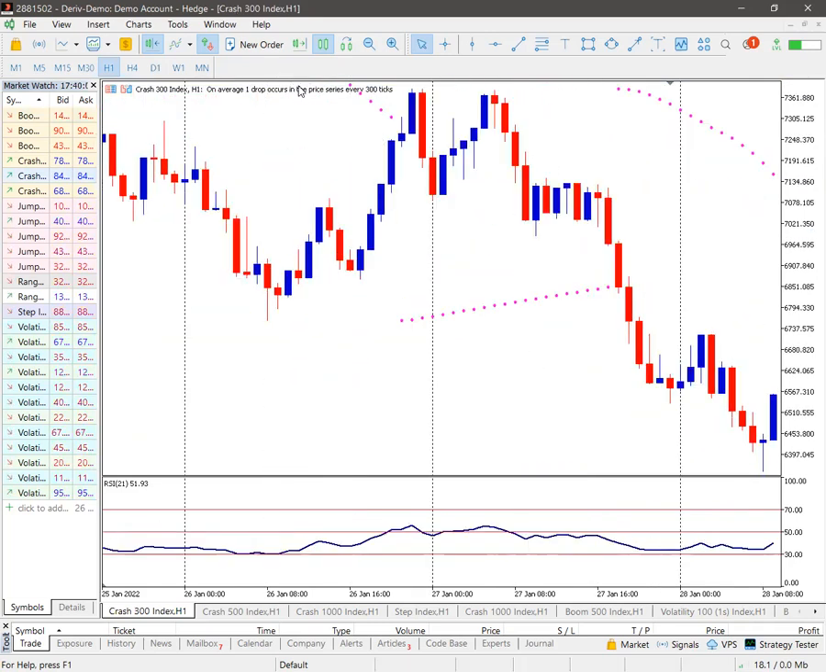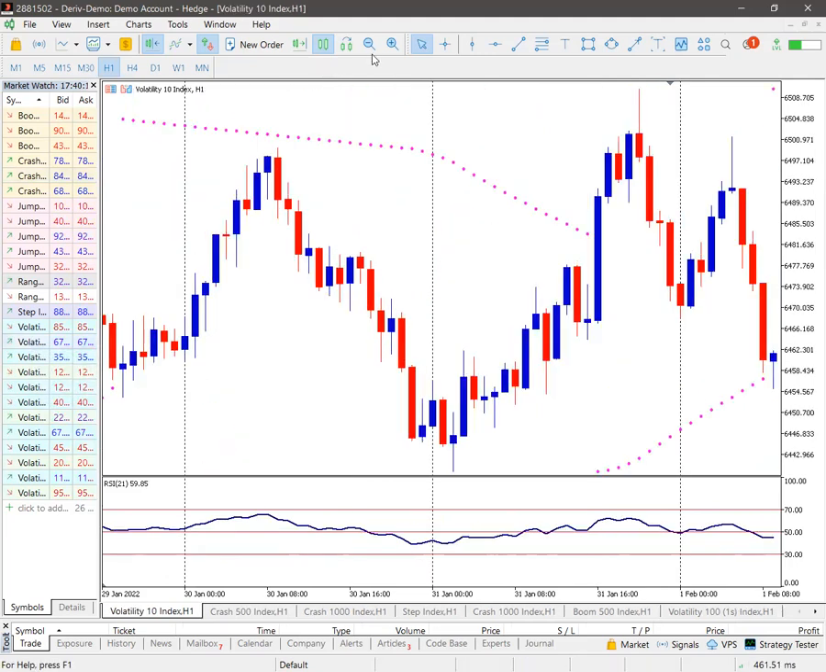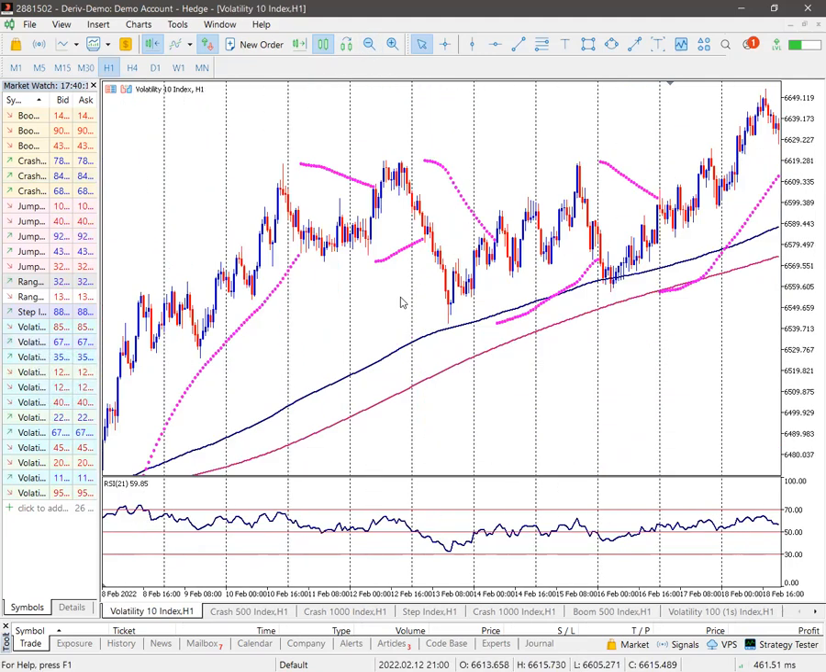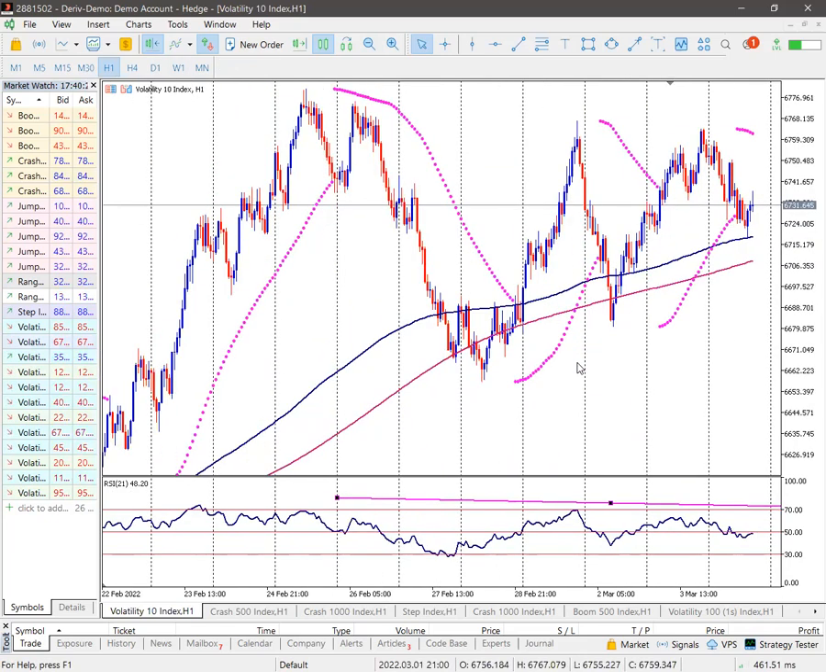Let me know. Can you please check V10? V10, yes, please. Okay, this is my 1 hour. So, on this scenario now, first thing, you can see how the market is ranging. It's like coming into a consolidation.